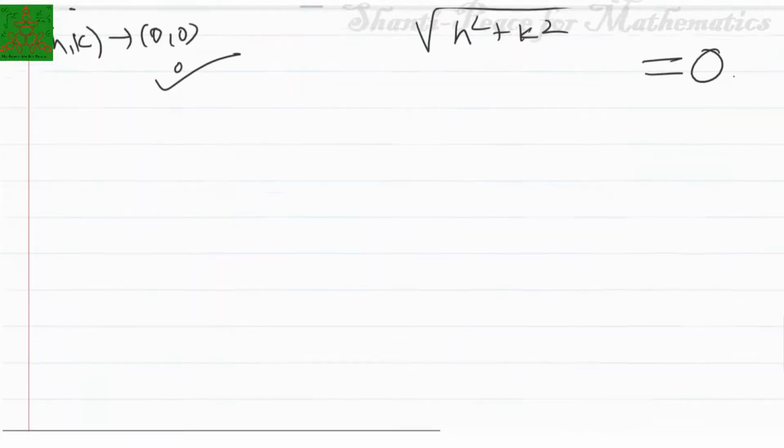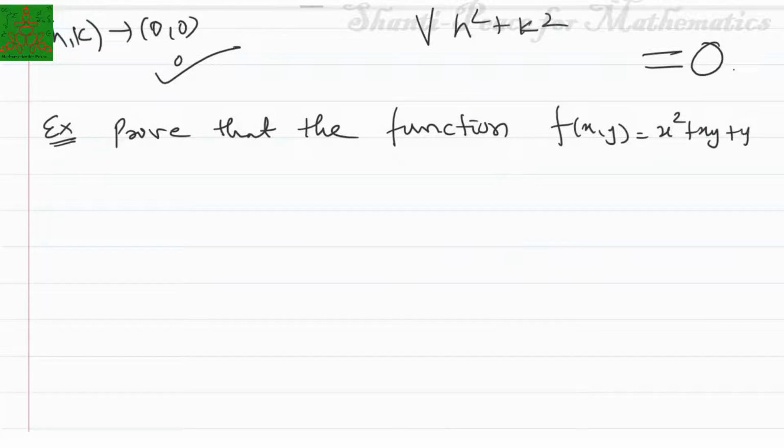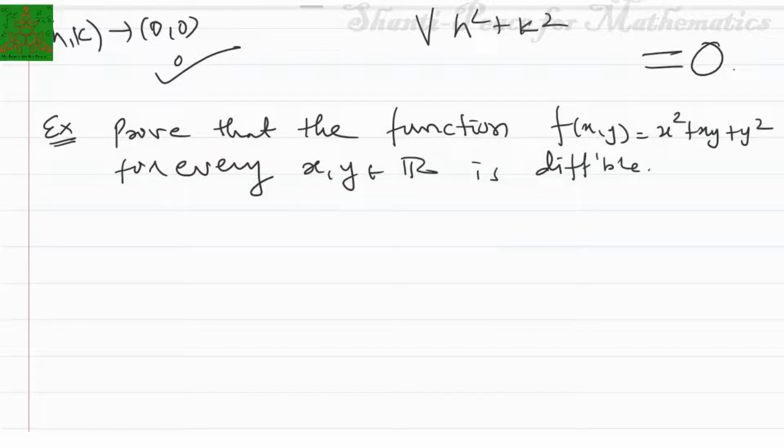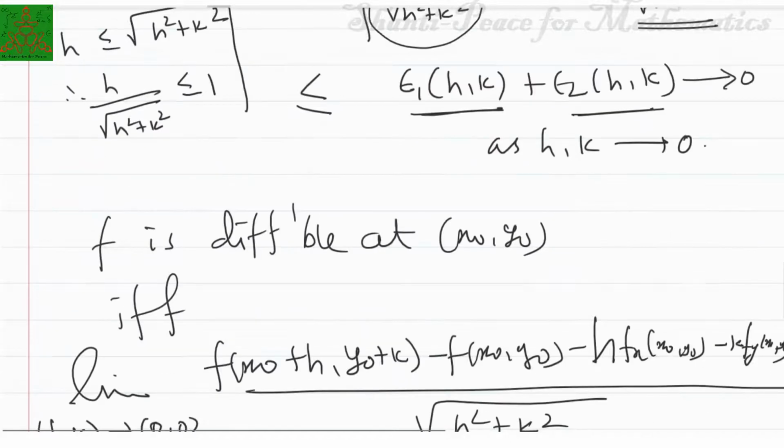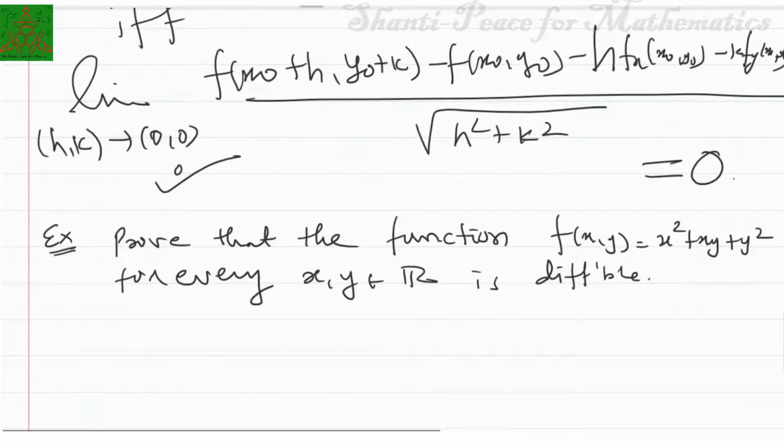So let's solve some examples related to it. Prove that the function f of xy equals x square plus xy plus y square for every xy belonging to R is differentiable. So here we need to prove that this function is differentiable for every xy in R. I am going with this definition to prove this, and we'll solve one more example in which we'll use this idea.